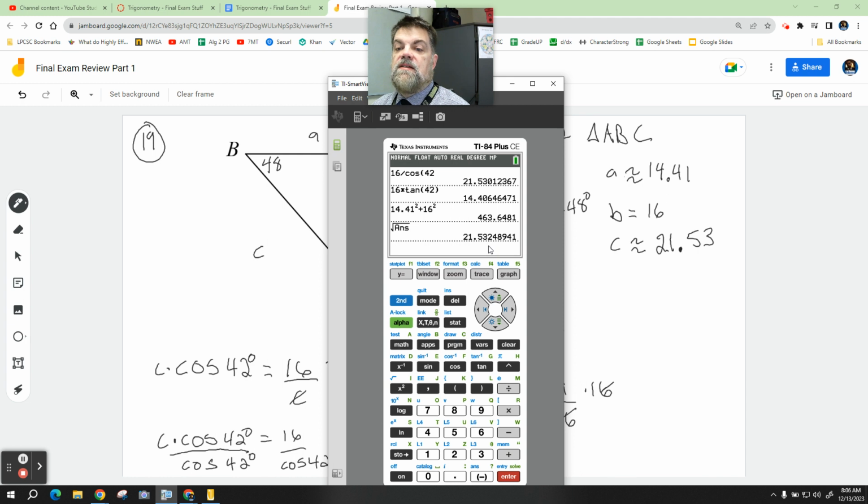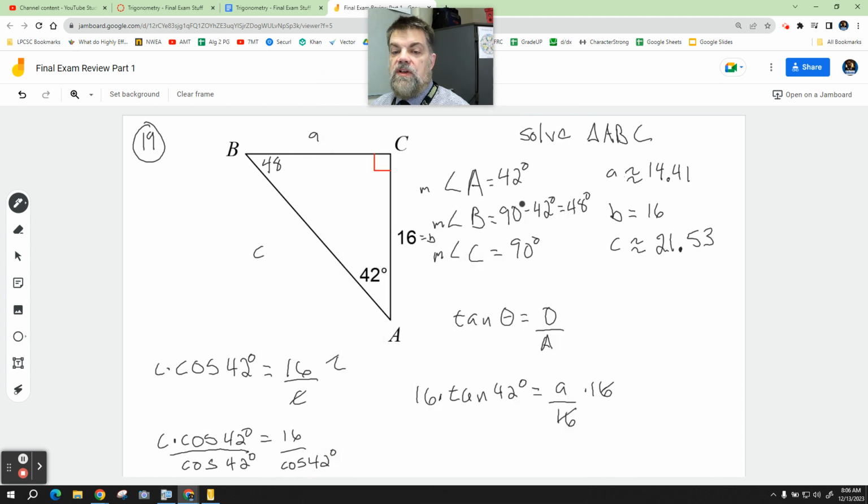Does that make sense? So when it says solve a triangle, that means you need to find all three angles and all three sides. Okay? Any questions on that? Now some of the questions on the test will say find a specific angle. That's fine. But when it says solve the triangle, that means all three sides, all three angles. Okay?